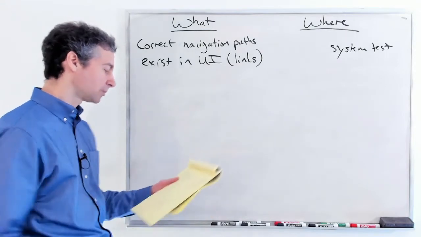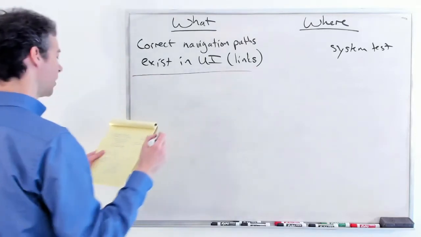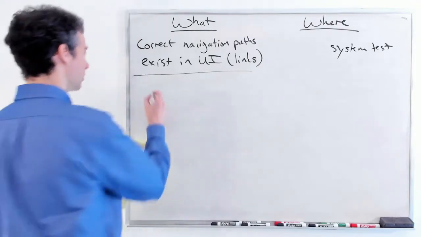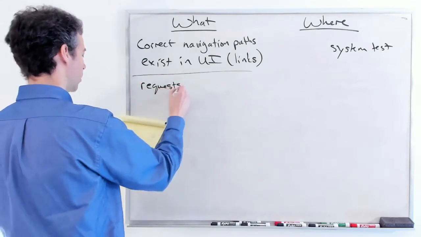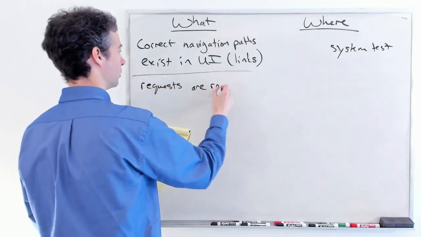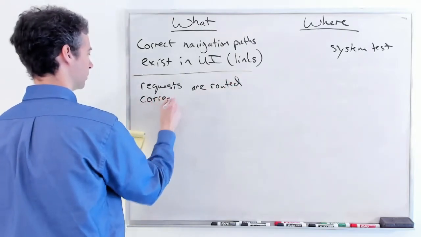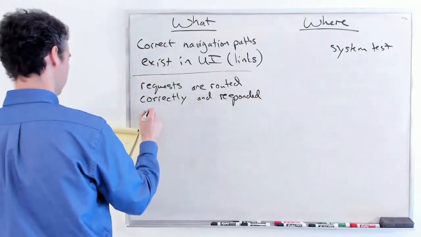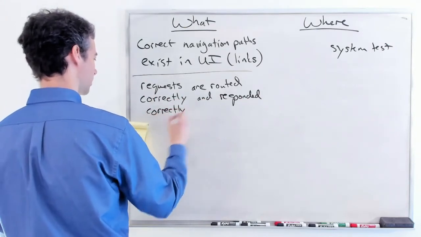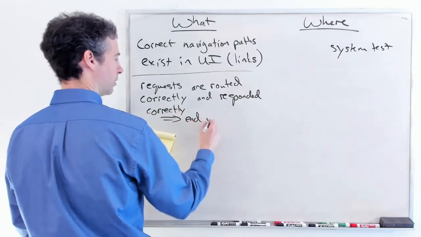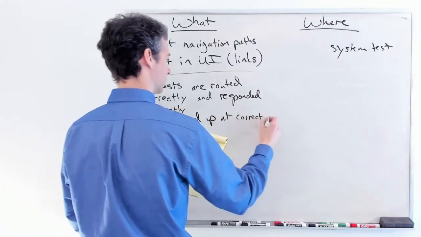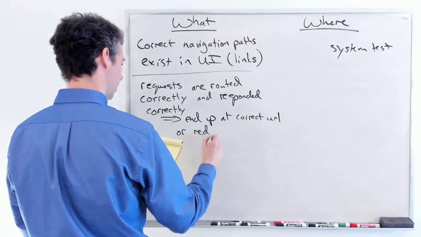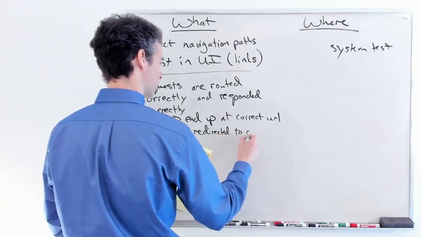All right. Now, what about the following? Our routes. Well, we certainly want to be able to test that requests are routed correctly and responded to correctly, which basically means, what does this mean? This means that we end up at a correct URL. Did we get where we expected to be? Or redirected to a certain URL.